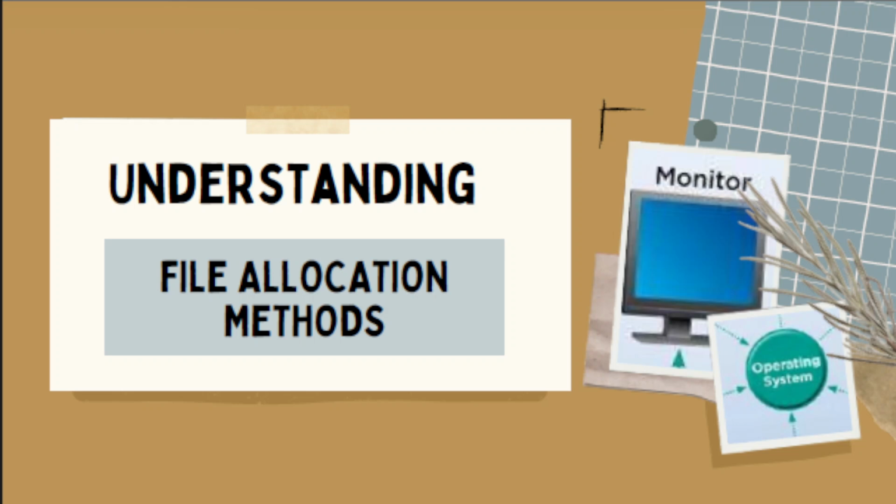Welcome back to Shortgate. Today, we are diving into two critical topics in operating systems: file allocation methods and file access methods. These concepts are crucial for understanding how files are stored and accessed on a disk. Let's get started.